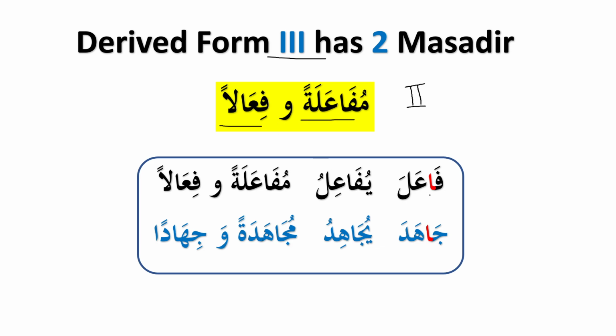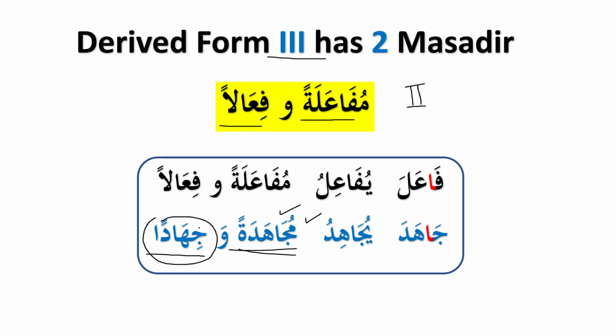As we can see over here, jahada yujahidu mujahadatan wa jihadan. We know both of these words, jihad and mujahada. Both of them are the masadir of form number 3. Jahada yujahidu mujahadatan wa jihadan. Sometimes one masdar is used, and sometimes the other is used in the Quran. However, this one is the most common, and this is also used.